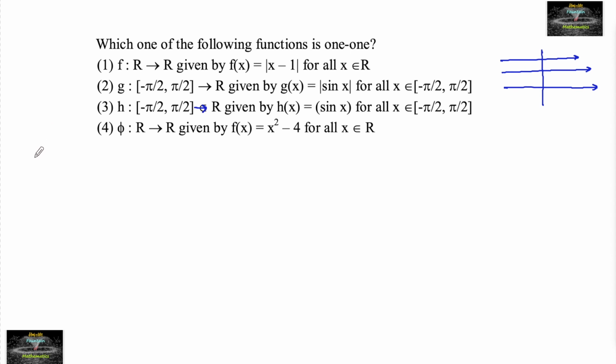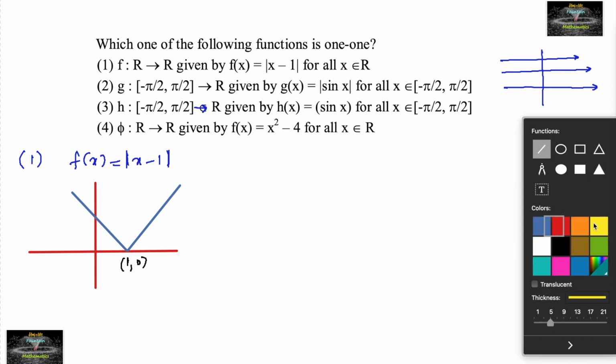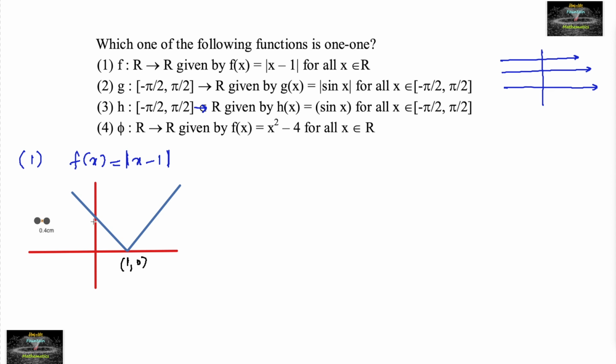Okay, see the first graph. f of x is equal to mod of x minus 1 for all x belongs to R, real numbers. So if I take the graph of this and draw one line parallel to the x-axis, it cuts at 2 points, meaning more than one point, so we can say that this is not 1 to 1.